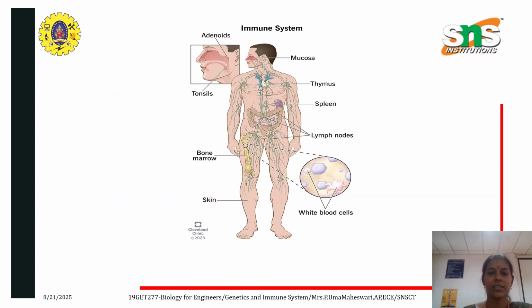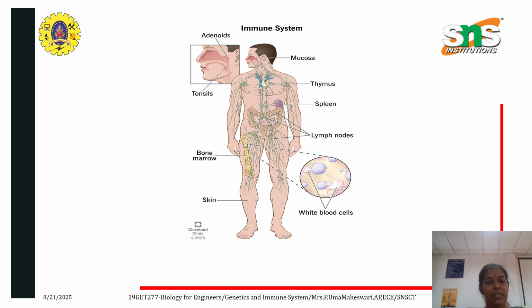Here this is the immune system, where we have bone marrow and the skin, the white blood cells, spleen, thymus and so on. Here this is the image of the immune system. Genetics also plays an important, significant role in this immune system.